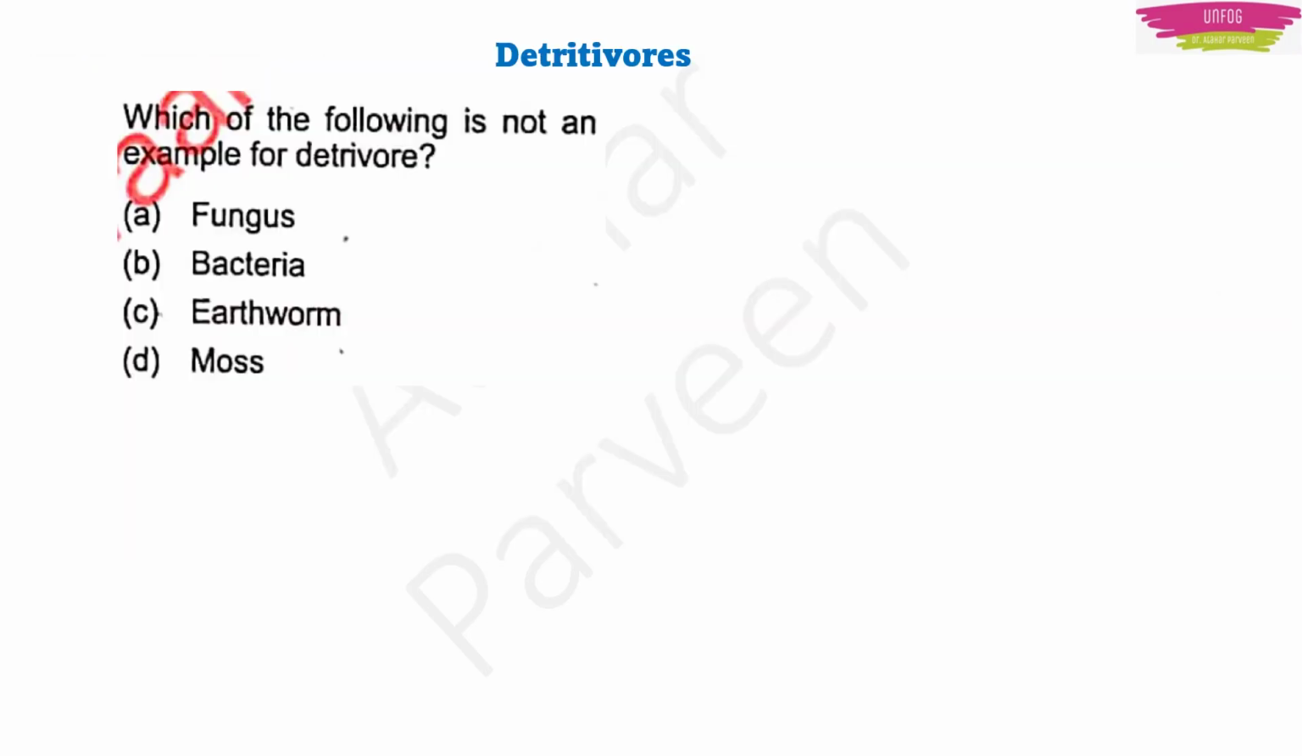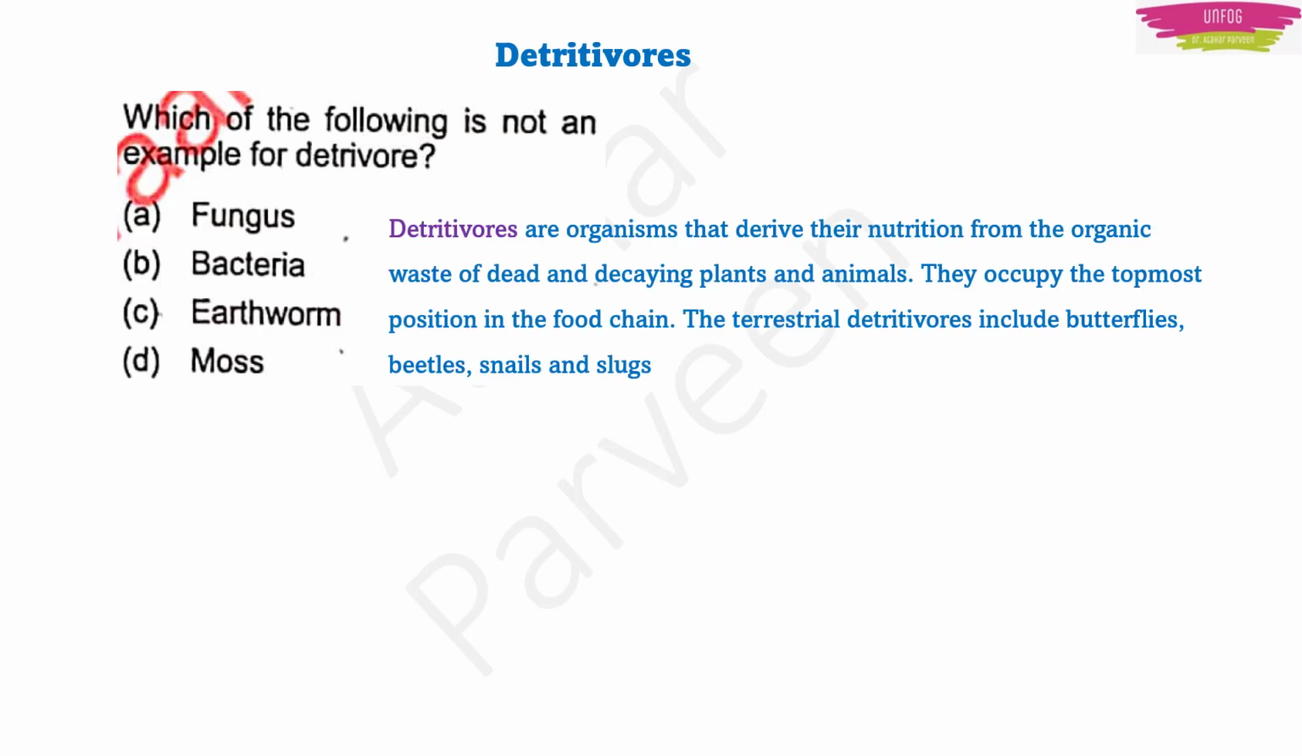Okay. Now, which one of the following is not an example of detritivore? See, what are detritivores? They are organisms which derive their nutrition from organic waste of dead and decaying plants and animals. I was talking about detritus, right? The detritus is that material that is waste of dead and decaying plants and animals. So, organisms which take nutrition from this detritus are known as detritivores. They also play the role of parasites, so they occupy the topmost position in the food chain.